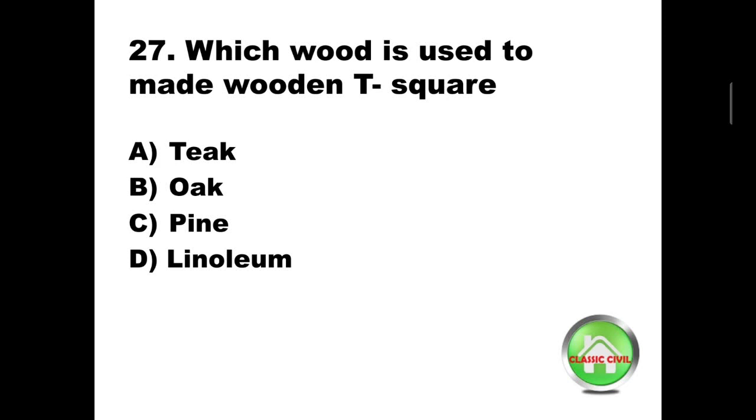Question number 27. Which wood is used to make a wooden T square? Option A teak, option B oak, option C pine, option D linoleum. Answer is option A, teak.